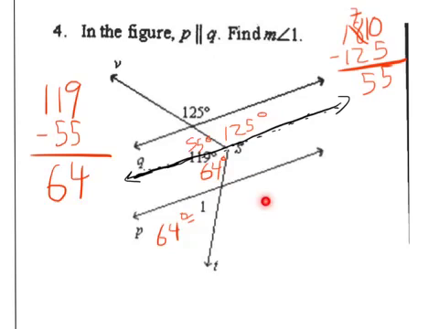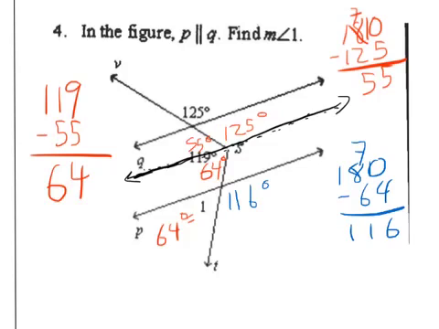Now let's say they wanted you to find this angle here. Well, again, we just have a straight line, and that means whatever angle is over here needs to be the supplement of 64. So we could do that pretty easily. 180 minus 64. Do the math. 116. And there we go. We have all of our angles.